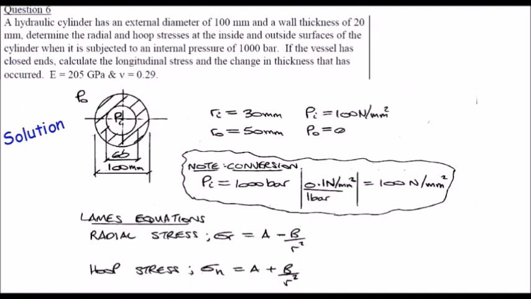So question 6, here's the commencement of the solution. Extracting the information from the question. I'm using millimeters this time, so my inside radius and outside radius in millimeters. And notice I've converted the internal pressure of 1000 bar into newtons per millimeter squared. So the internal pressure is 100 newtons per millimeter squared. I did use a unity bracket conversion shown here for reference. So we'll be using Lamé's equations here for the radial stress, A minus B upon R squared, and for the hoop stress, A plus B upon R squared.